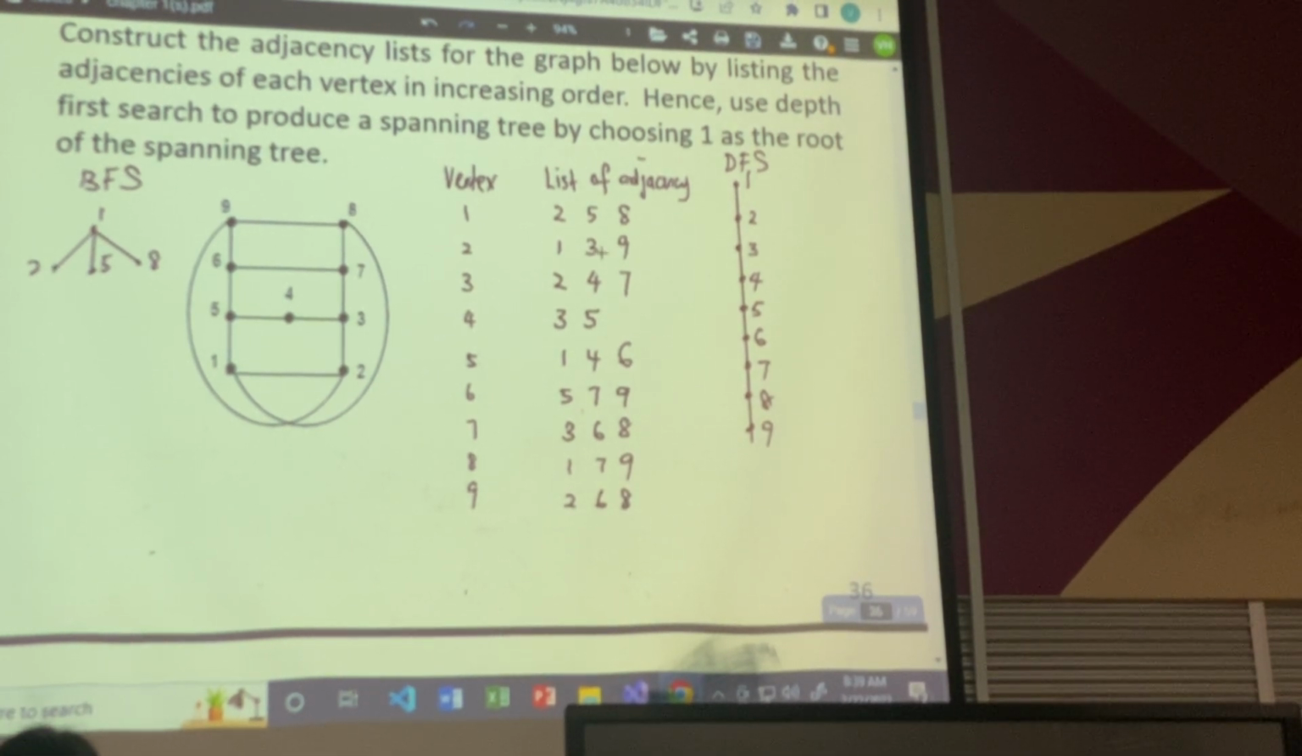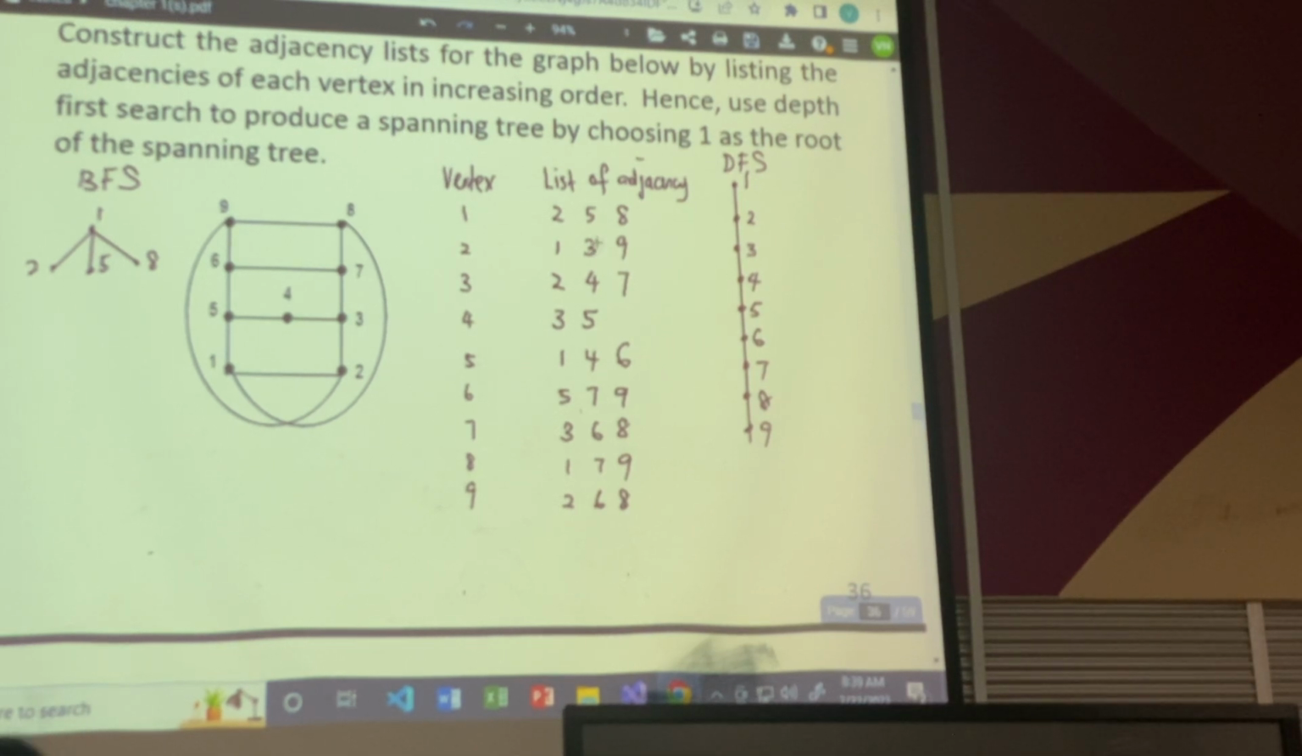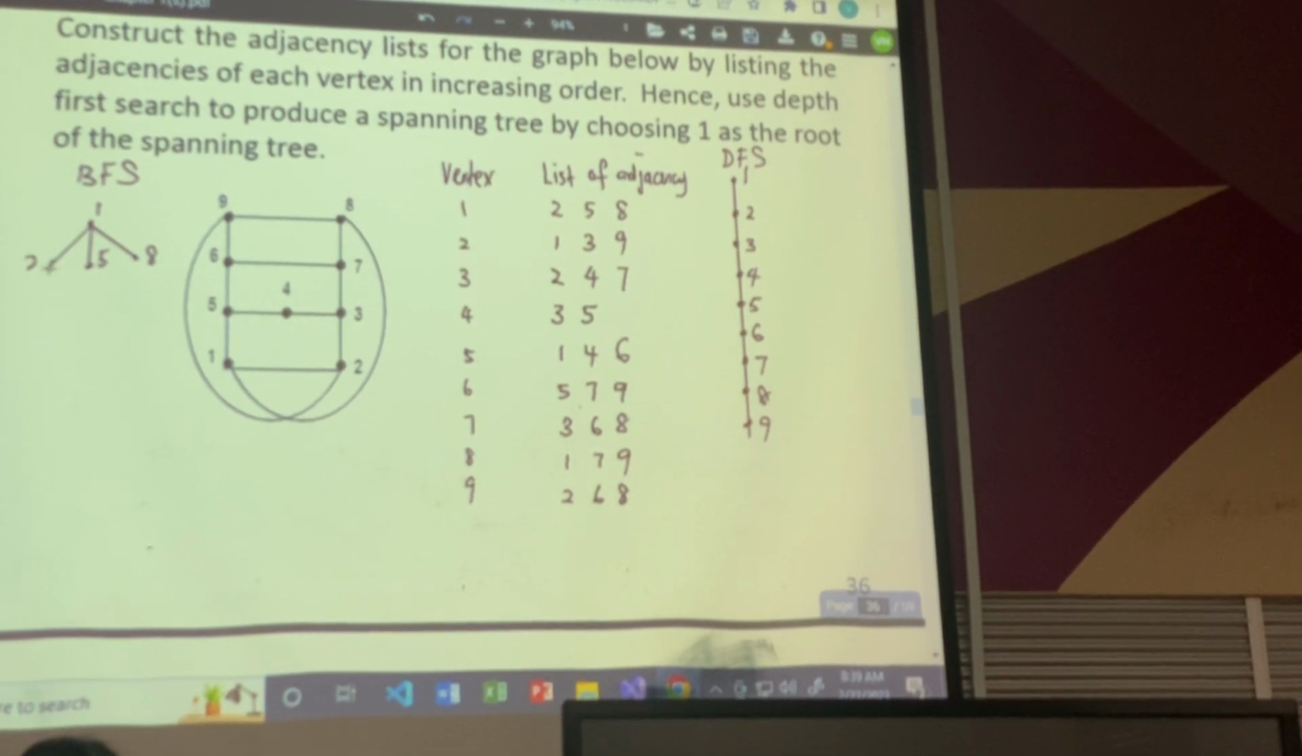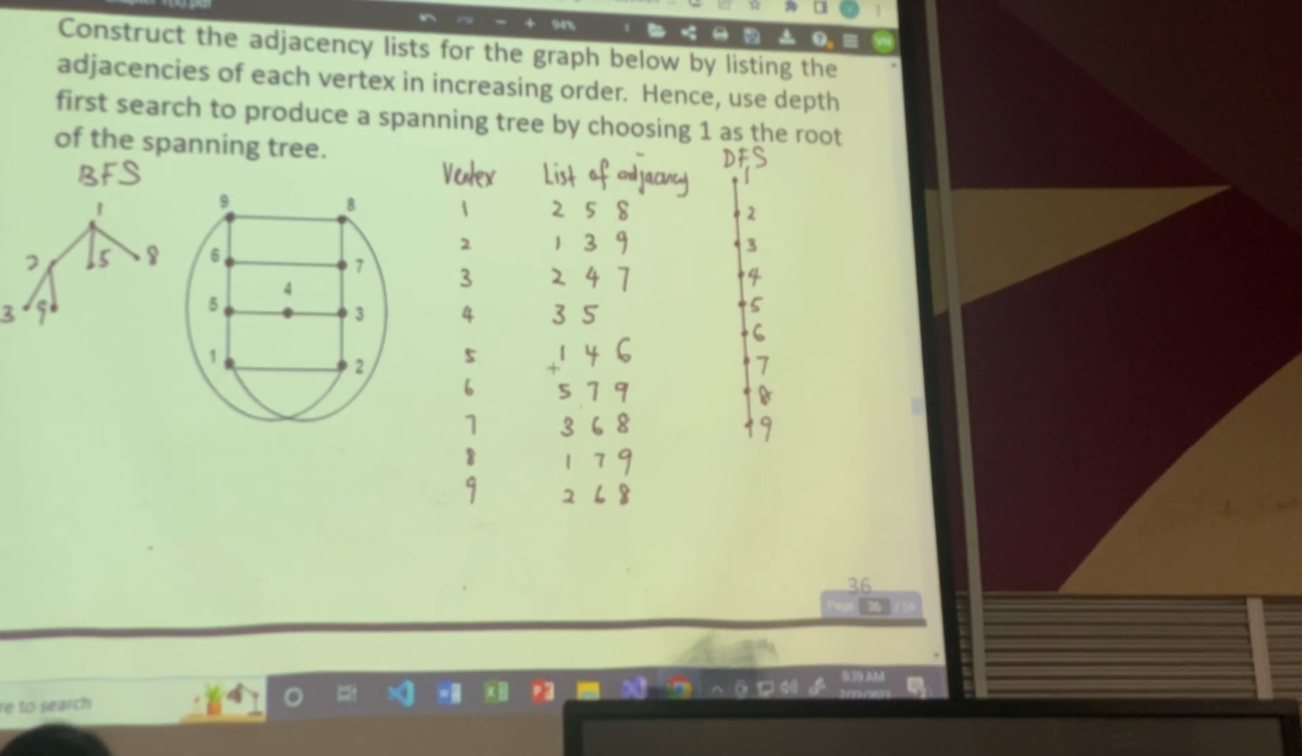See here, 2 is connected to 1, 3, 9, right? So we only have 3 and 9 left. So here you just draw 3 and 9 from 2. And then continue to 5. 5 has 1, 4, 6, so 4 and 6 are left, right? Then 8 here has 1, 7, 9. So only 7 is left.